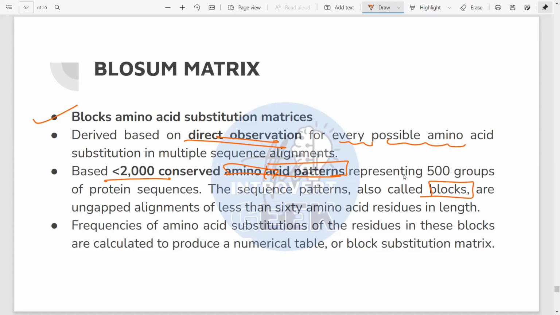They looked at these conserved sequences and used this data to come up with the BLOSUM matrix. The frequencies of amino acid substitutions of the residues in these blocks are calculated to produce a number table, like we saw in PAM, which is called the block substitution matrix. So they have used the multiple sequence alignment of a greater number of amino acids. They have looked at amino acid sequence patterns called blocks, and they have created a matrix to score.